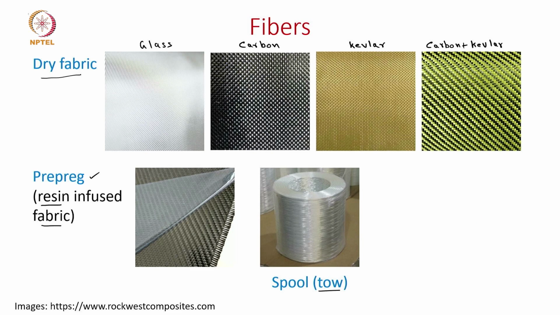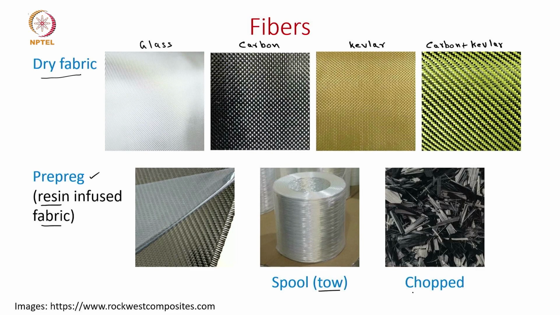And lastly, we have also discussed these chopped fibers, where instead of continuous fibers. All the earlier ones we have seen, the dry fabric, pre-preg as well as the spool, are continuous fibers. But there are some applications where we use chopped fiber, mostly because it is cheap, but still it can give intermediate, or I would say close to good mechanical properties as well.